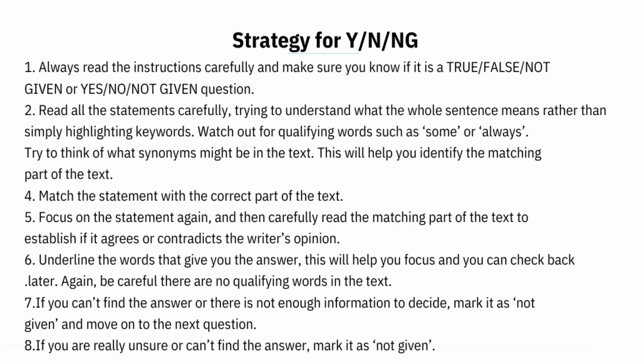If you can't find the answer or there is not enough information to decide, mark it as not given and move on to the next question. So basically, we should understand what not given means. If and only if we understood what not given is, then we can write the answer. If you are really unsure or can't find the answer, mark it as not given.